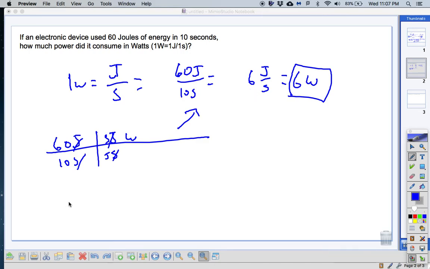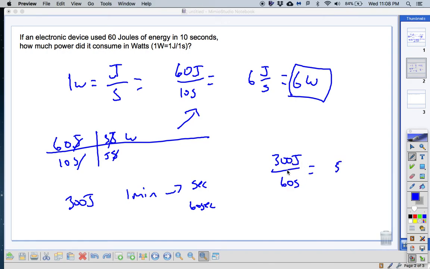So let's say that I now have a different electronic device, and it's using 300 joules, and we looked at it over 1 minute. Okay? So you know that I need to have joules per second. I don't have seconds, I have minutes. So the first thing I want to do is take minutes and change this into seconds, because this needs to be joules per second. So 1 minute is the same as 60 seconds. So I now have 300 joules used in 60 seconds. And when I divide those, you should get 5, because the zeros cancel. 3 divided by 6 is 5. So this is now 5 watts.